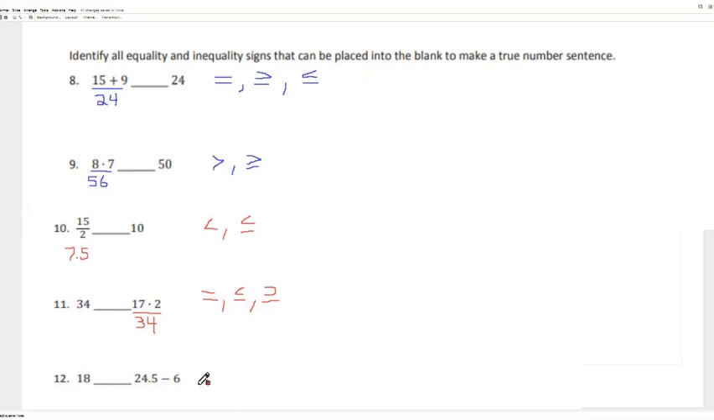And the last one down here, hopefully you did the subtraction here. Remember, line up decimals. The decimal point for the 6 is right here when you do the subtraction. 24.5 minus 6, hopefully you got 18.5. So it's not equal to each other. This left side is less than the right side, so hopefully you have less than or less than or equal to symbol.